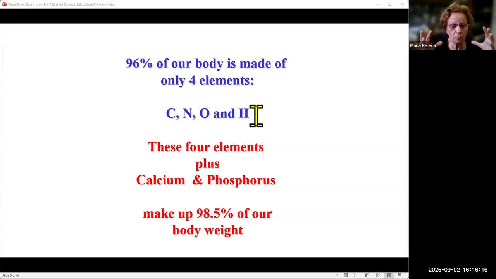Our whole body, 96% of it, is made up of these 4 elements. And if you add calcium and phosphorus, then we go up to 98.5% of our body weight. So you could say, well, our body is very simple, but how complex it is with all these physiological aspects, and also the intellectual aspects of our body. It's dependent, 96% of it, on these 4 elements.